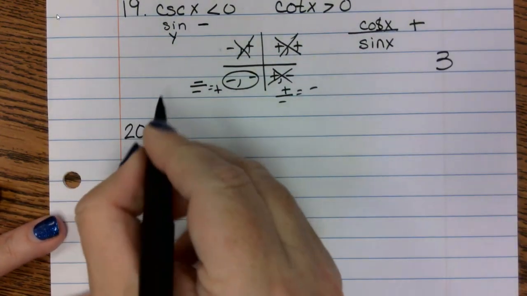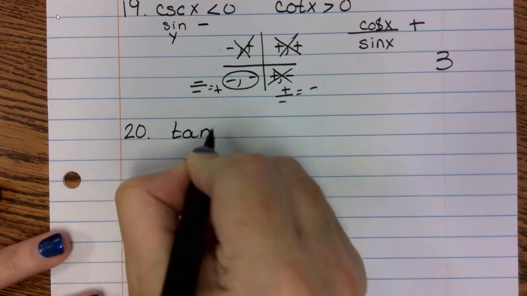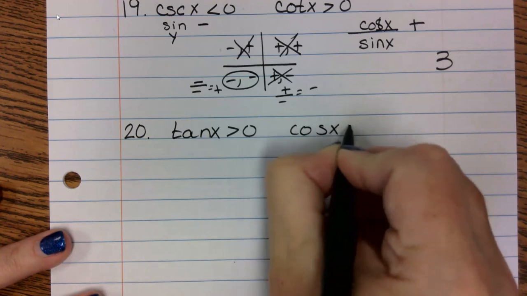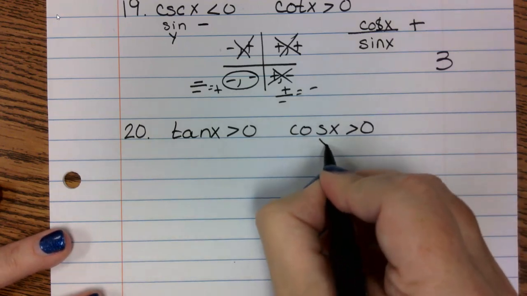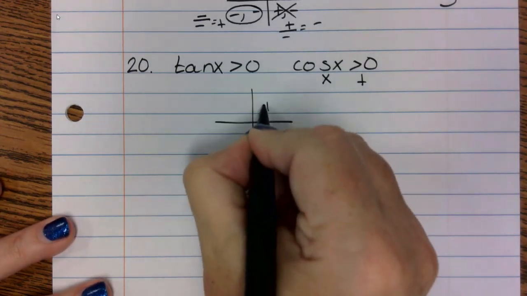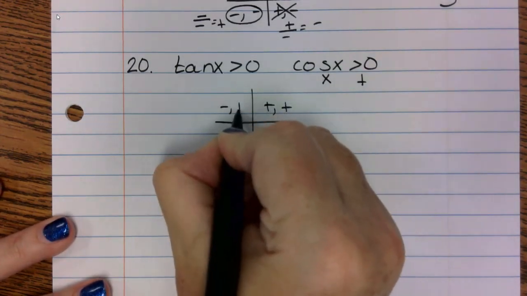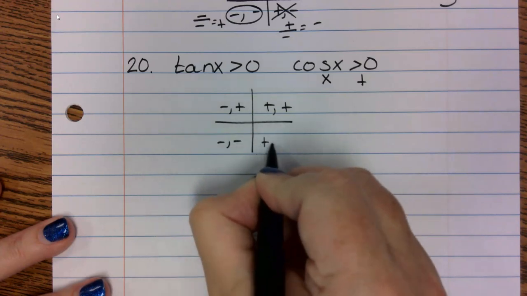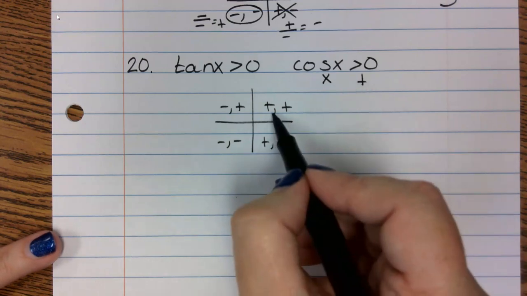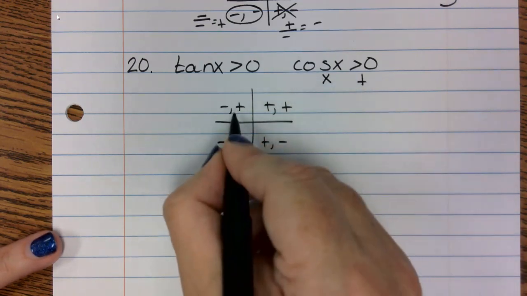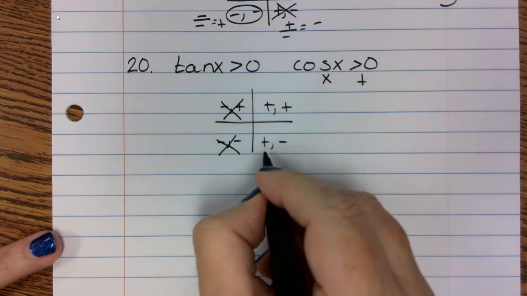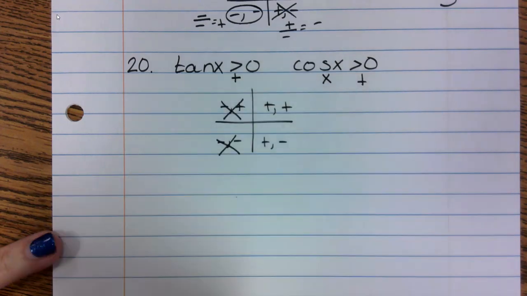Okay, 20, tan x and cosine. So we know cosine is x, and we're looking for positive. I'm going to do cosine first. So we want a positive x. So do we have it here? Yes. Here? No. Here? No. Here? Yes. Here I want tangent positive.